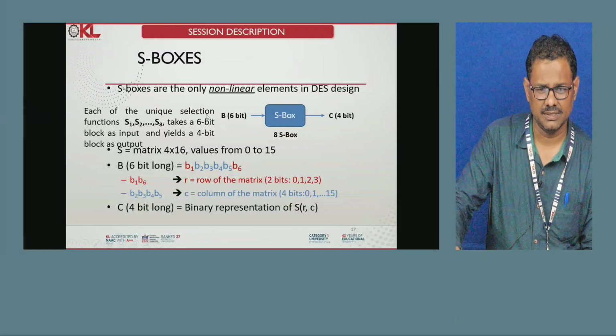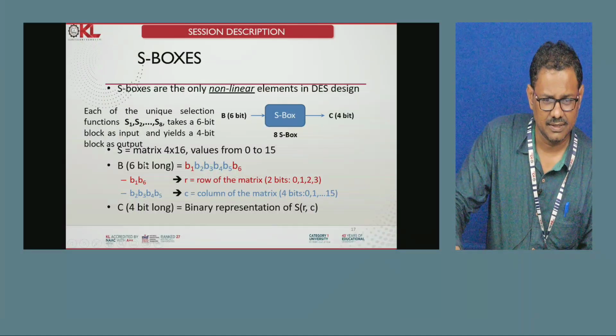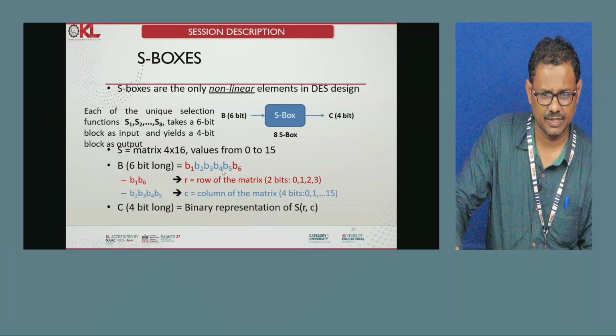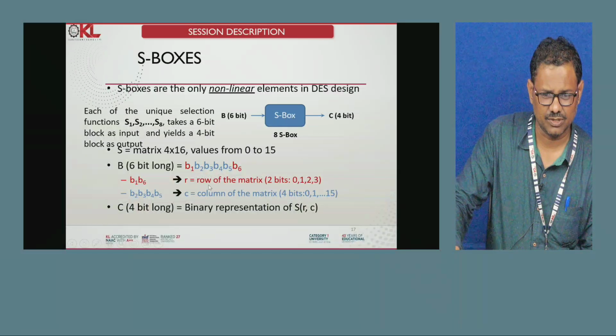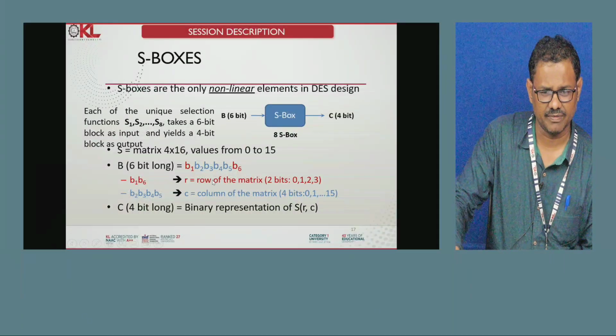S boxes. These are substitution boxes, also called substitute boxes. An S box takes 6 bits as input and gives 4 bits as output. For example, a 6-bit block B is B1, B2, B3, B4, B5, B6. Here B1 and B6, these 2 bits, act as the row of the matrix and choose the row. We will give the example in the next slide.